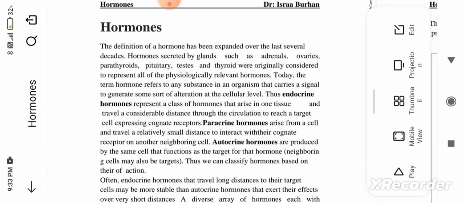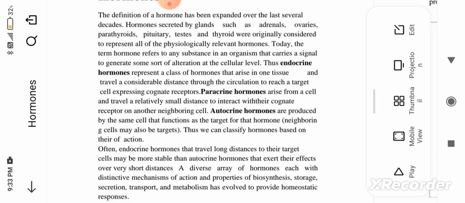Thus, endocrine hormones represent a class of hormone that arise in one tissue and travel a considerable distance through the circulation to reach a target cell expressing a cognate receptor. Paracrine hormones arise from a cell and traverse a relatively small distance to interact with their cognate receptor on another neighboring cell. Autocrine hormones are produced by the cell that functions as the target for that hormone. Neighboring cells may also be targets. Thus, we can classify hormones on the basis of their action.